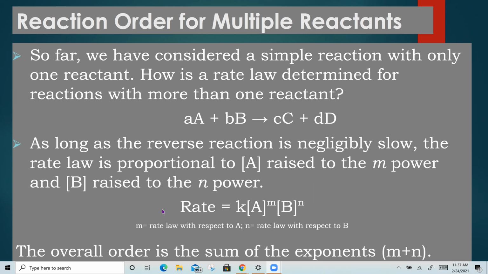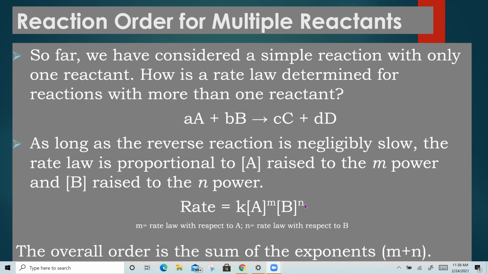When we were looking at the rate law for multiple reactants, you're going to have to use your method of initial rates to determine your rate law for A and for B. So if A is first order, then I would put k[A] to the 1. If B was second order, then I would put k[A]^1[B]^2. Then for the overall order I would add m plus n, or 1 plus 2, and say that is a third order reaction.